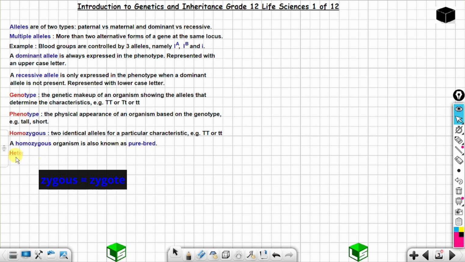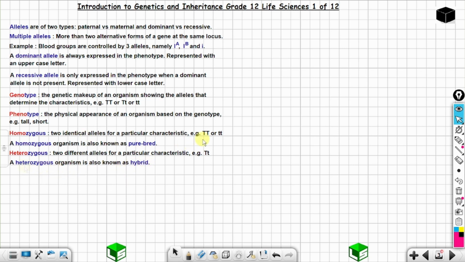And we have heterozygous. Heterozygous are two different alleles for a particular characteristic. Example, we are going to see that. So you have a heterozygous organism, which is also known as a hybrid. So, for example, if you are using T for the height, let me show you.